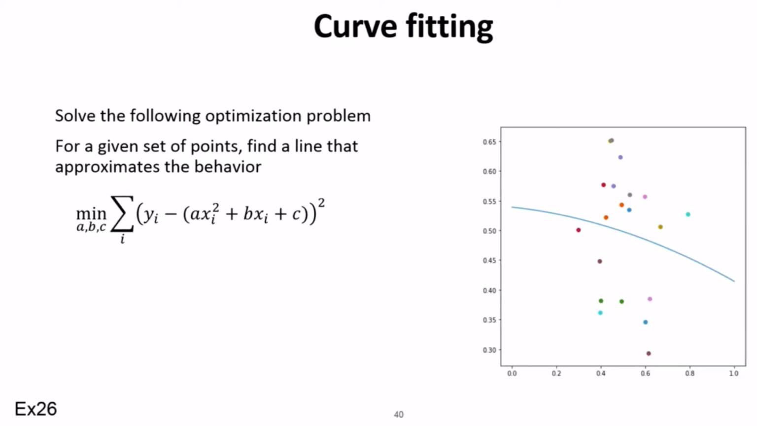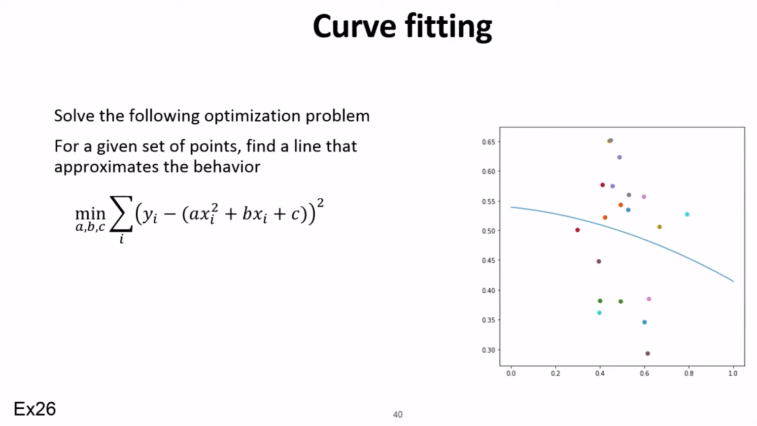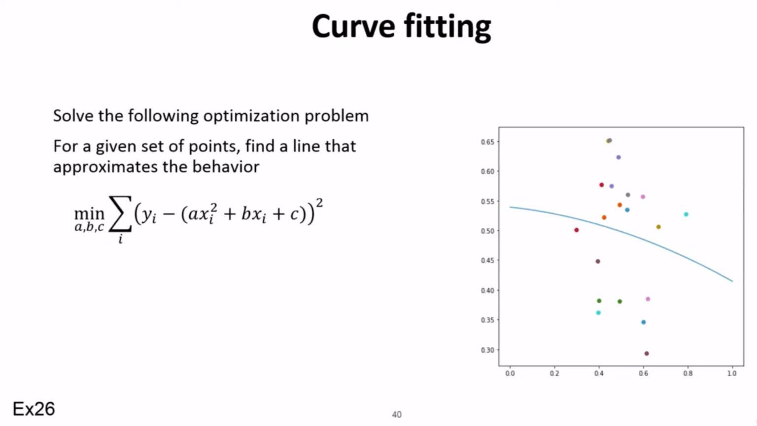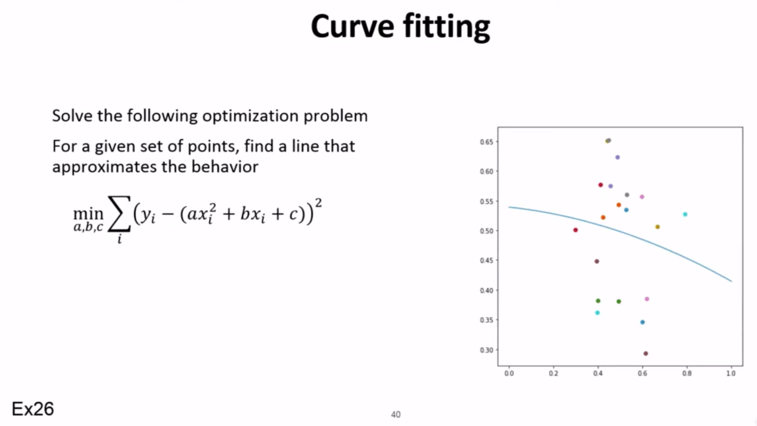This example is referring to the curve fitting problem. So we do have a set of points on a plane, and we want to find out a second degree expression that approximates the behavior of these points in the best way. So it means that that line should be somehow representing these points.